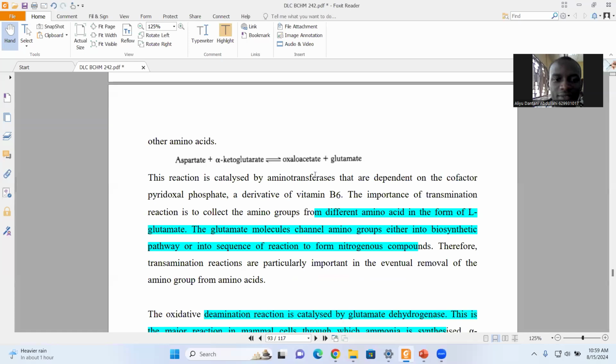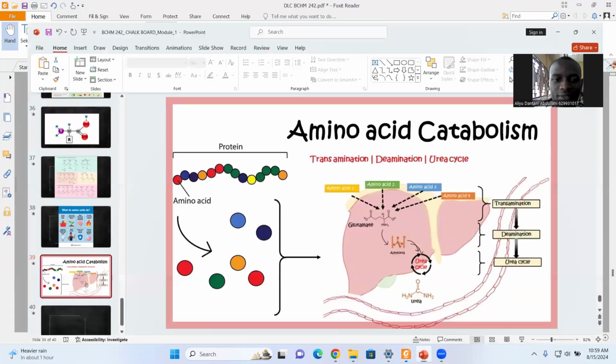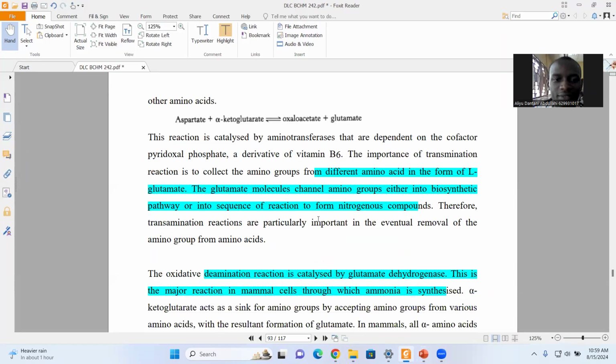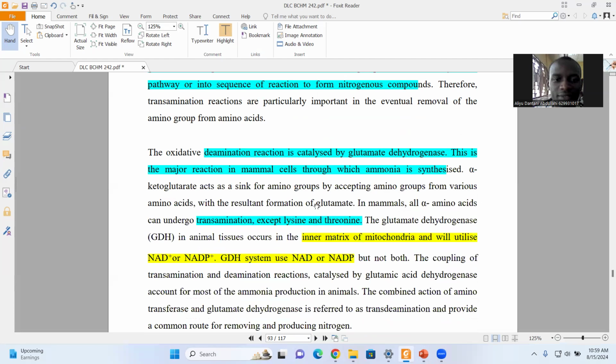The importance of the transamination reaction is to collect amino groups from different amino acids in the form of L-glutamate. That's what I just finished saying. So L-glutamate is the target here, which will now be converted to ammonia, going to the urea cycle, and excreted through urine. I think the basic explanation I have made already.